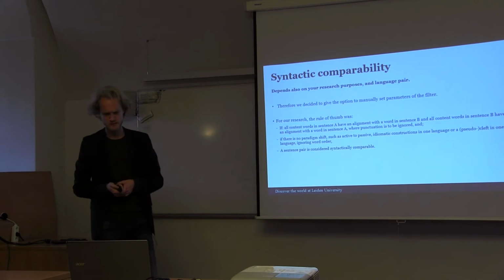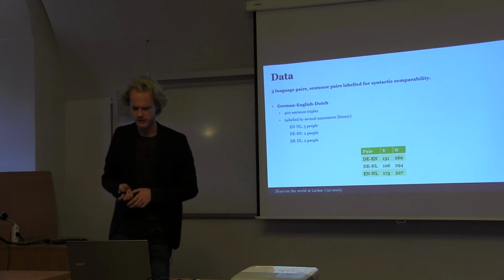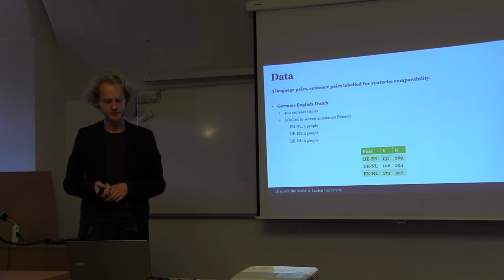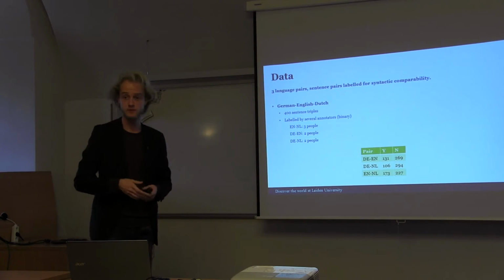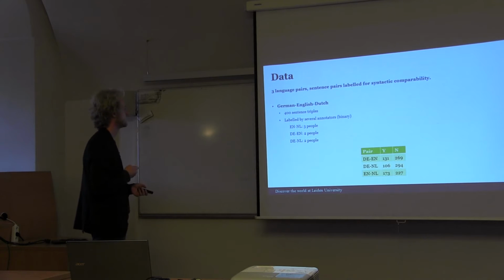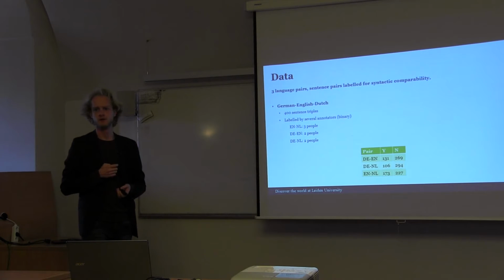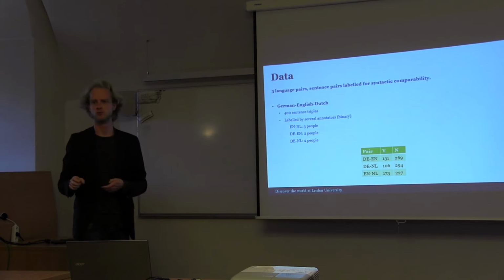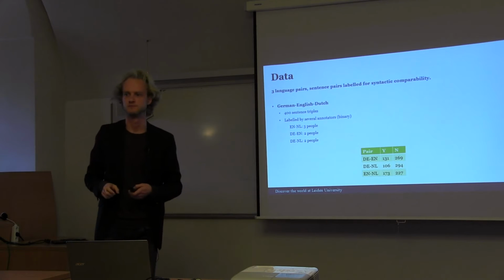Okay. So we took some data. We took 3 language pairs from German, English, Dutch, from the Europarl corpus, and we labeled 400 sentence triples. So all the sentences were present in all 3 languages, right? And we labeled all pairs for whether they were or were not syntactically comparable, just binarily.